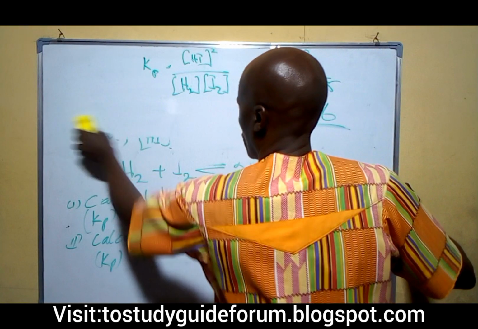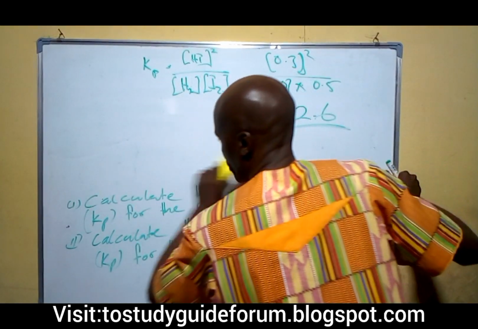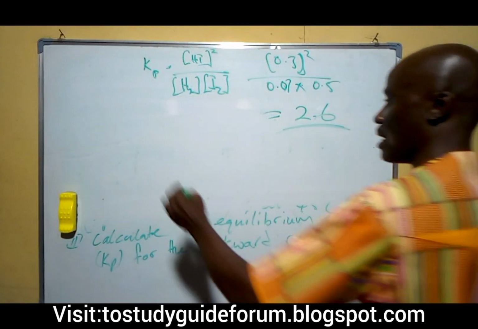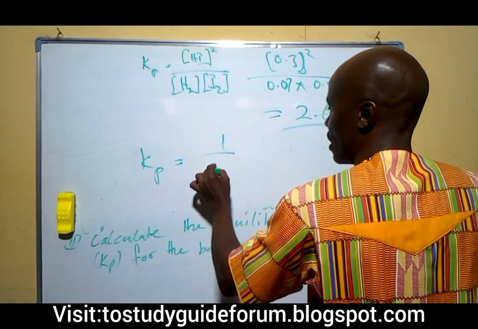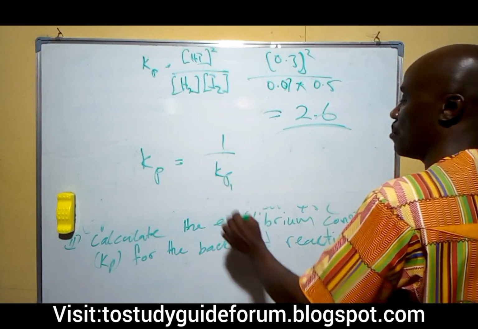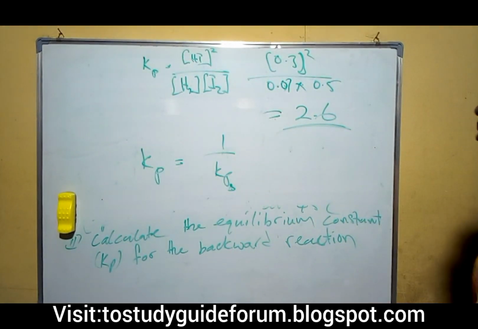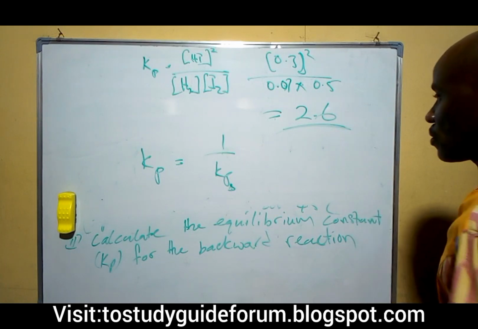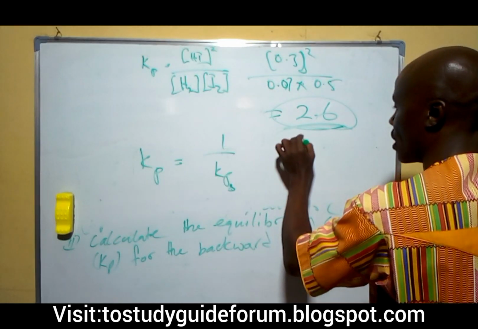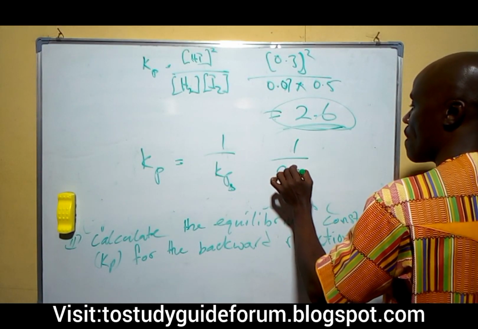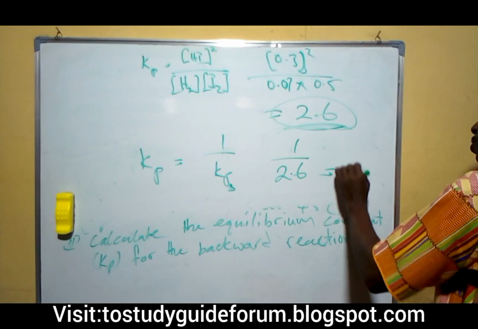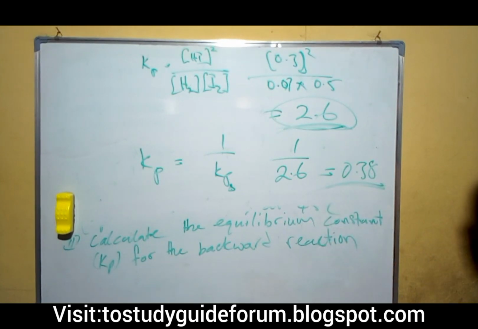The next one we are going to find is the equilibrium constant of the backward reaction, when the reaction is going backward. The equilibrium constant for the backward reaction is the inverse of the equilibrium constant of the system. You can use X to represent the system. Since this is the equilibrium constant of the forward reaction, the backward reaction means 1 over 2.6, which gives us 0.38.